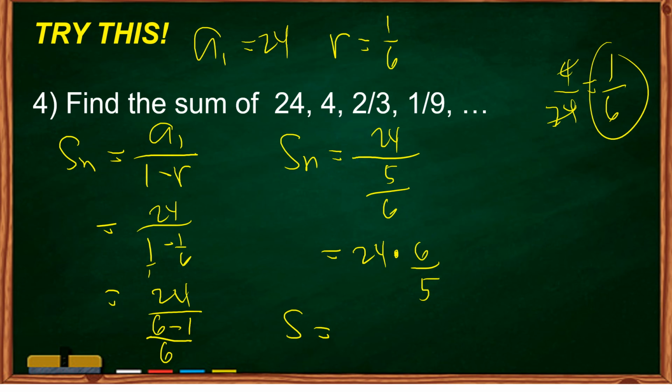So that comes out here. Since we have nothing to divide between the numerator and the denominator, we are going to multiply 24 by 6. So we have 144 all over 5 or 28 and 4/5. Okay, so this is now your final answer.